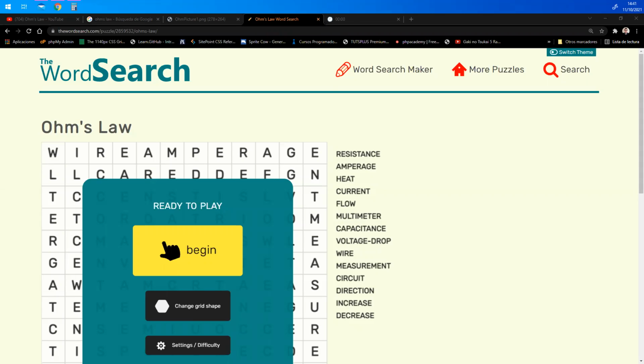Resistance, amperage, heat, current, flow.